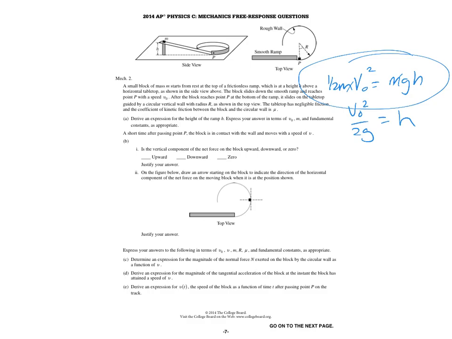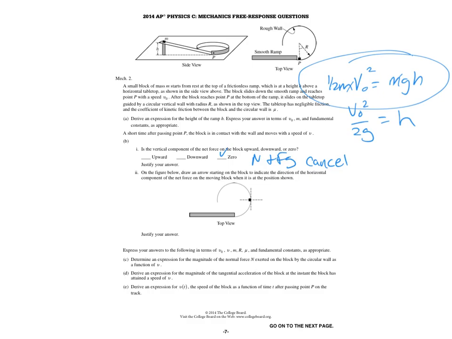For part B, a short time after passing point P, the block is in contact with the wall and moves with a speed v. Is the vertical component of the net force on the block up, down, or 0? It's 0 because the normal force and force of gravity are going to cancel out because it's not moving up or down. And so the motion of this one is going to be fundamentally in the direction of the circle.